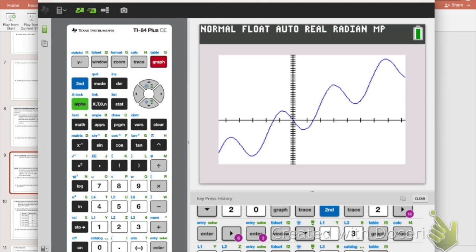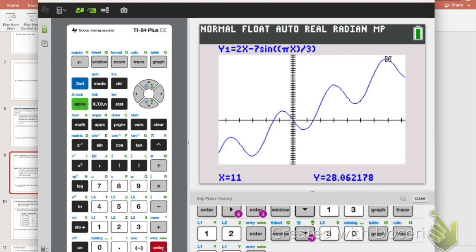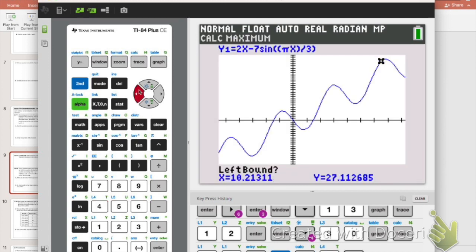Okay. So if 2 is March, 3 would be April, so really 11 would be December. So we want to find our maximum profit in the first year. Let's go and find that max. So second trace, the maximum, get to the left of it, get to the right of it.